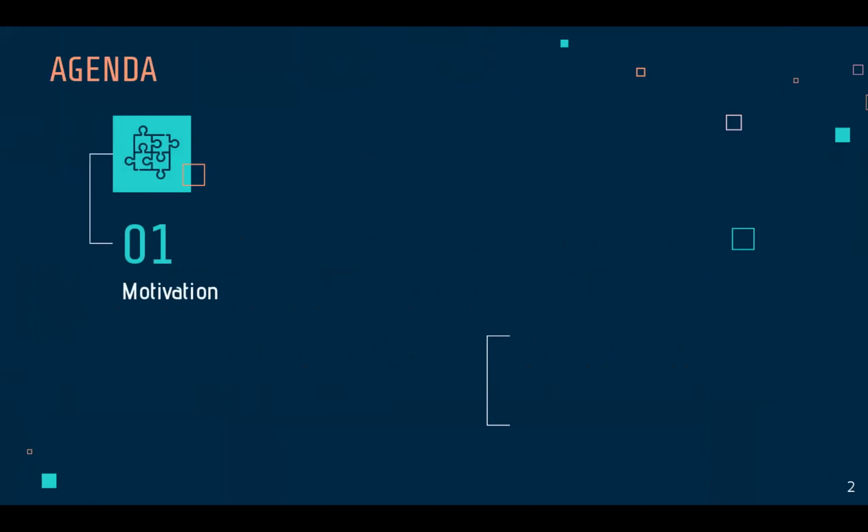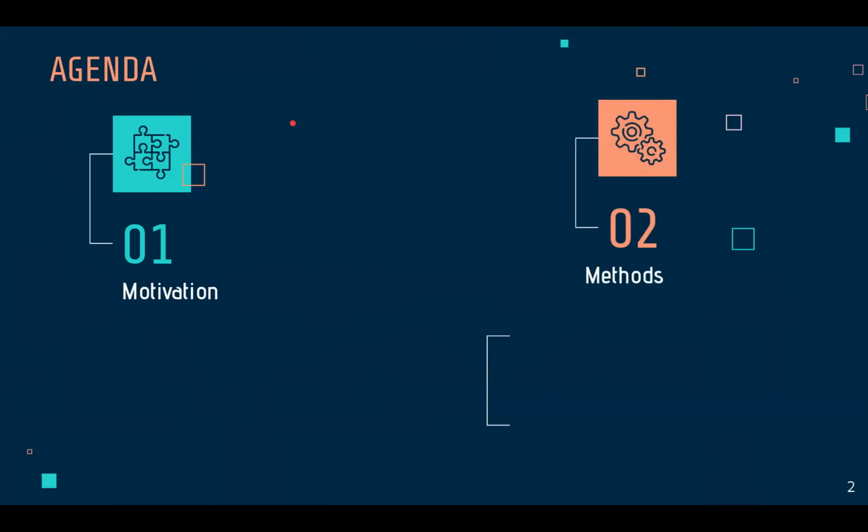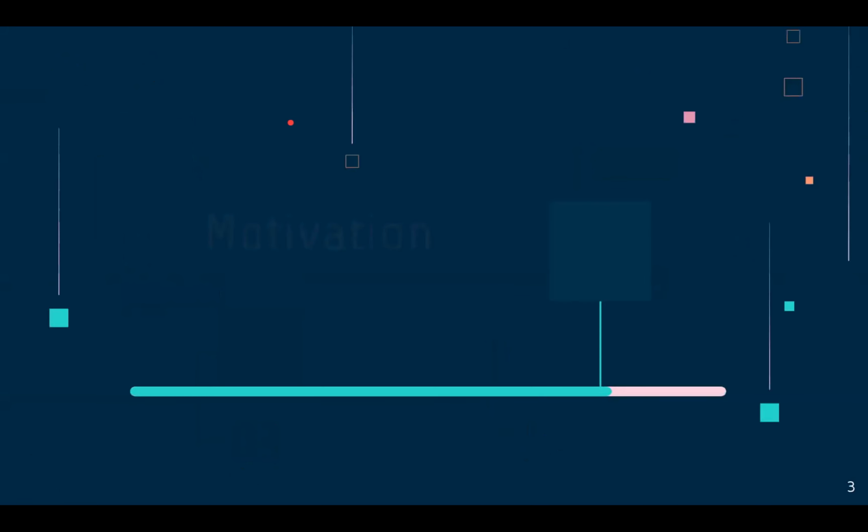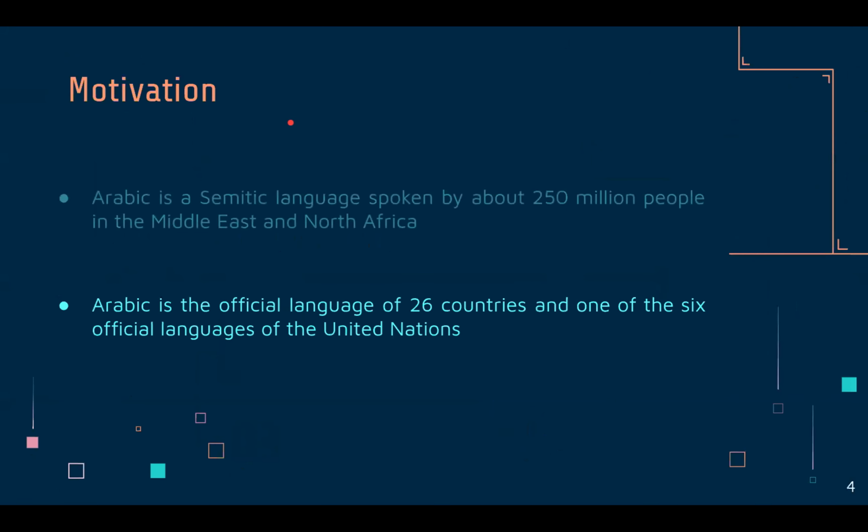Here's our agenda. Firstly, we will give the motivation, or why we use this approach. Secondly, we will talk about the methods that we used. Thirdly, we will talk about results. Finally, we conclude. We will start with the motivation.